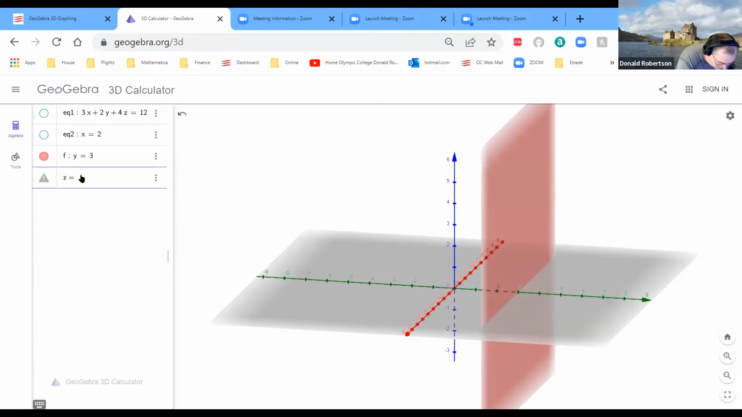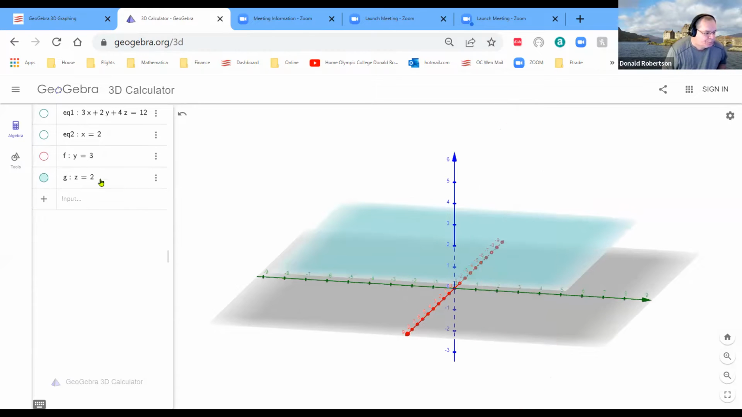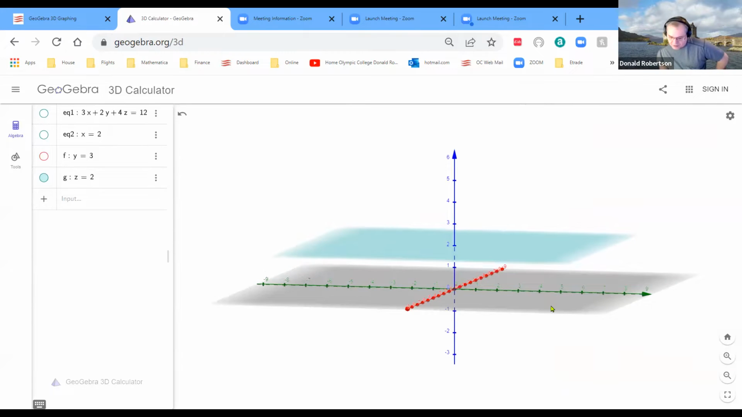Well, how about z equals 2? Can you see that's horizontal? If I orientate it a little bit better, can you see it floating above the floor at a height of 2?